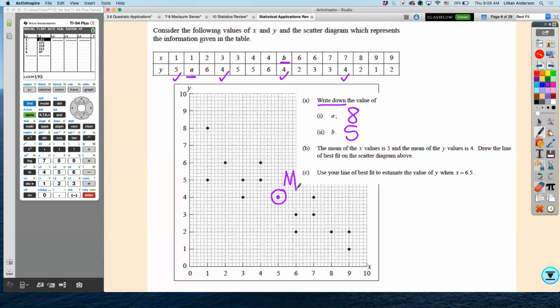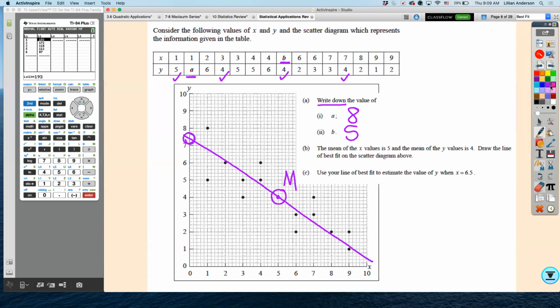1, 2, 3, 1, 2, 3. Okay, so I'm probably looking at something like this. I got 1, 2, 3, 4, 5, 6, 7 points above, 1, 2, 3, 4, 5, 6, 7 points below. So that's a pretty good line of best fit. And on top of that, I'm intersecting my y-axis. Make sure your lines of best fit, when they're drawn by hand, intersect the y-axis as well.